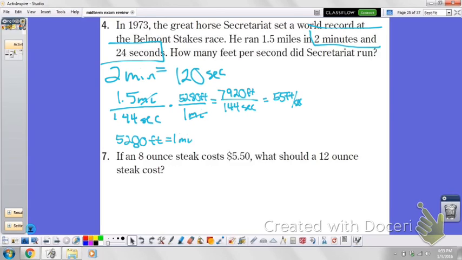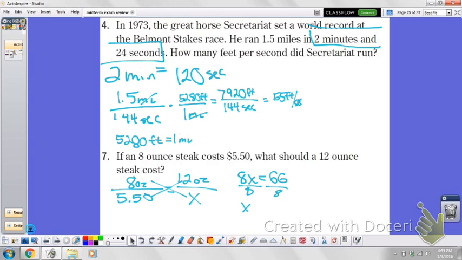Number 7 says, if an 8-ounce steak costs $5.50, what should a 12-ounce steak cost? Here I can set up a proportion to solve this. Since I know an 8-ounce steak costs $5.50, I know it should be equal to 12 ounces over the cost of that 12-ounce steak. Solve this, I'll cross multiply, and I will get 8x is equal to 12 times 550, which is 66. Divide both sides by 8, and I get x is equal to $8.25. So it'll cost $8.25 for a 12-ounce steak.